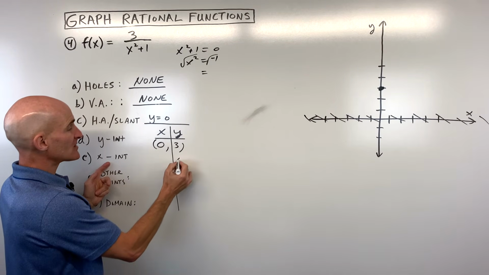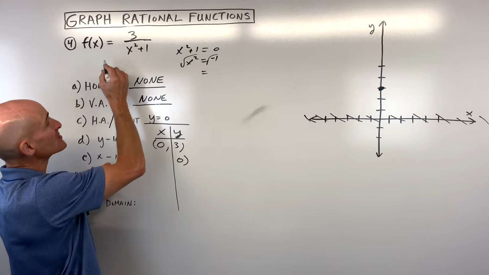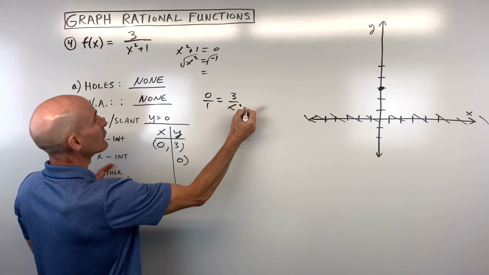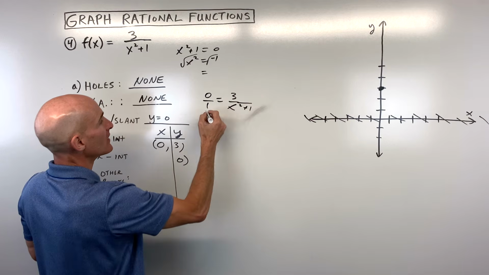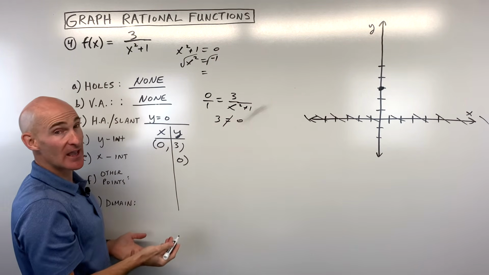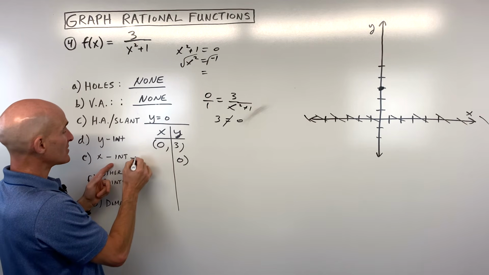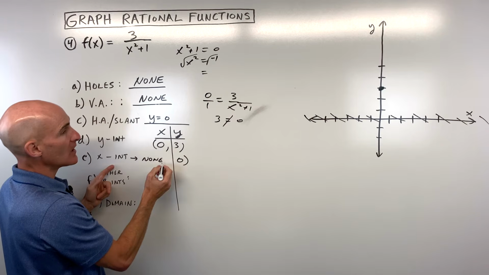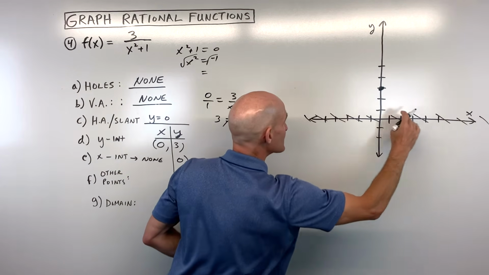The x-intercept, we set the y-coordinate to 0. So if we set y equal to 0, that's like 0 over 1. And if we cross multiply here, we get 3 times 1 is 3 is equal to 0, which doesn't make sense. 3 can't equal 0. So that tells us that there's really no x-intercepts. Okay, so it's not crossing the x-axis.